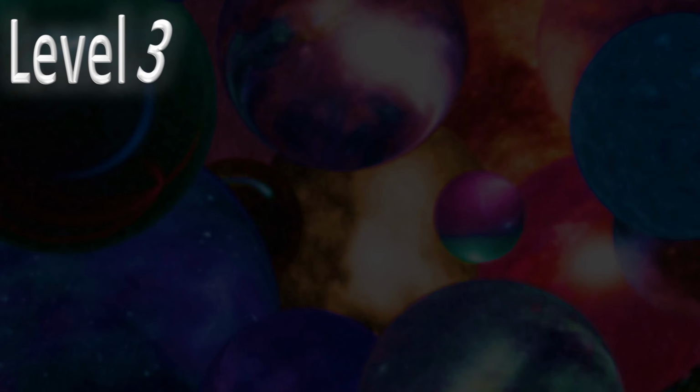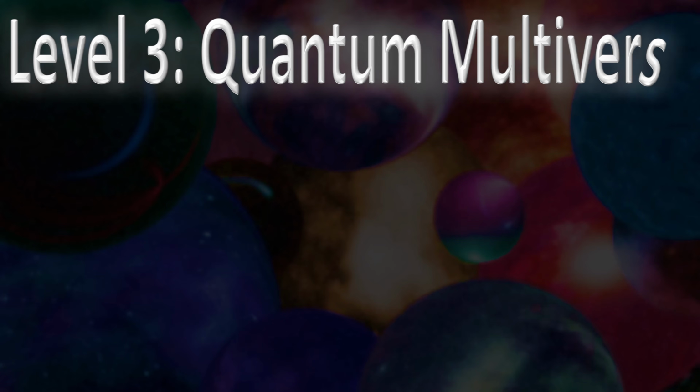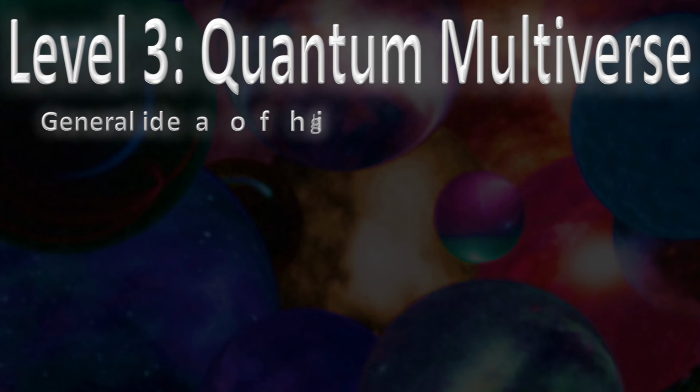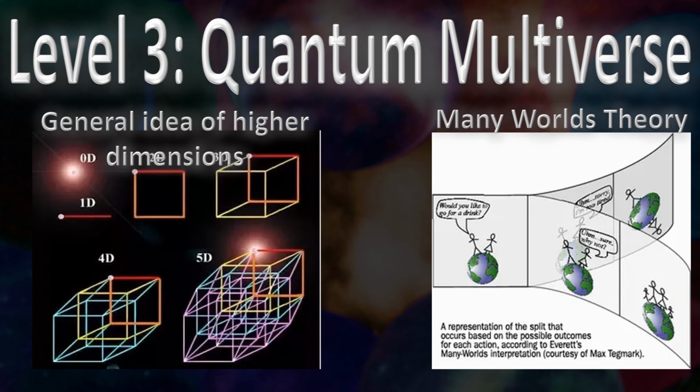Now we're up to one of the more popular multiverses, the level 3 quantum multiverse, sometimes called the level 3 many worlds theory multiverse. The quantum multiverse, as I will be calling it, is a mixture of two different multiverse models, or concepts. The first one is the general idea of a level 2 multiverse including higher dimensions. The second is the many worlds theory, which has all possibilities, every quantum moment, and every quantum possibility of every quantum moment. That's why I'd call it the quantum multiverse.